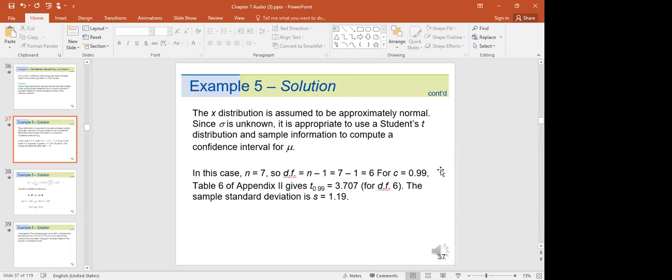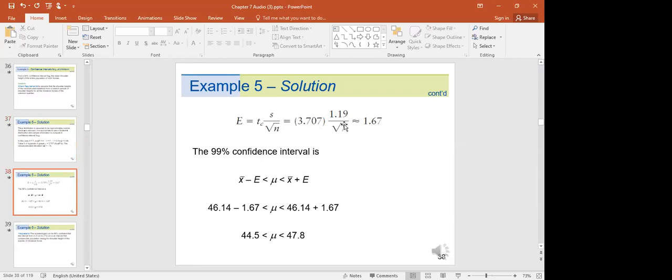You will go to the T distribution to find t.99 equal to 3.707. So we are going to use it here with the computation of the standard deviation, which is 1.19, divided by square root of n. N here was 7. When we do this, we find 1.67 as the margin of error. So we will compute the mean for the sample, and the mean is 46.14. Subtract the margin of error, 1.67, and add it to get 44.5 to 47.8.